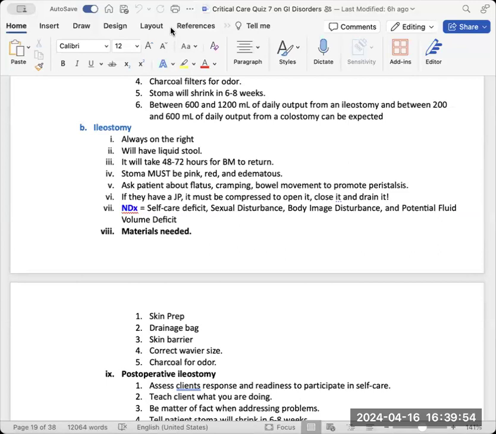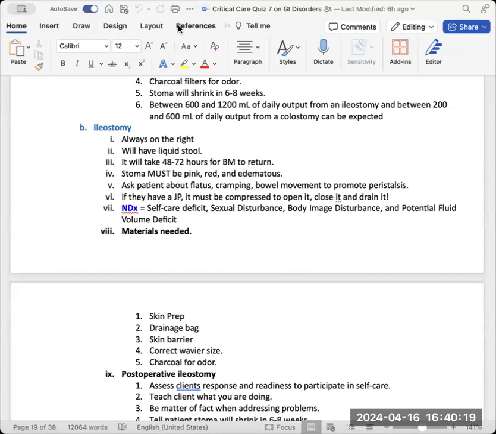If they have a JP or a hemovac after, we want to assess the drainage and characteristic of that as well. And also, they're going to be at risk for body image disturbance and sexual disturbance because they might feel a certain way, like having a bag on them. It might make them feel a little self-conscious. So those are nursing diagnoses appropriate for this patient.